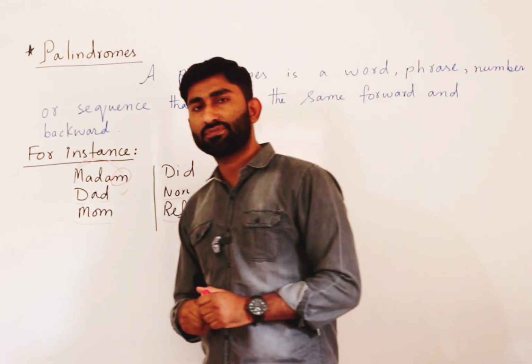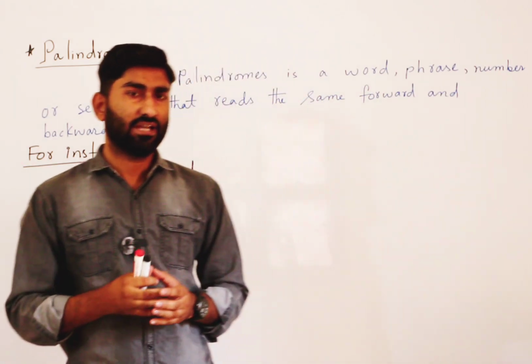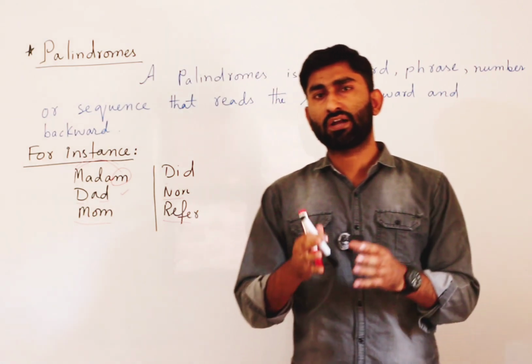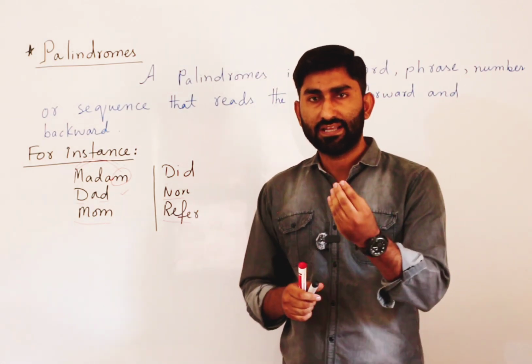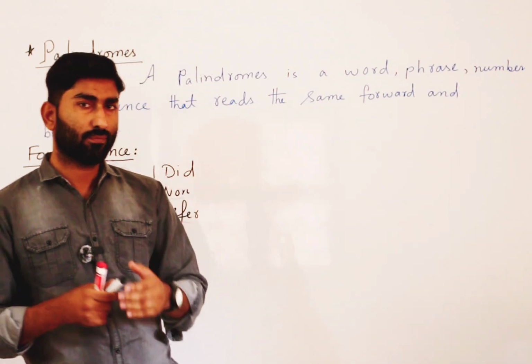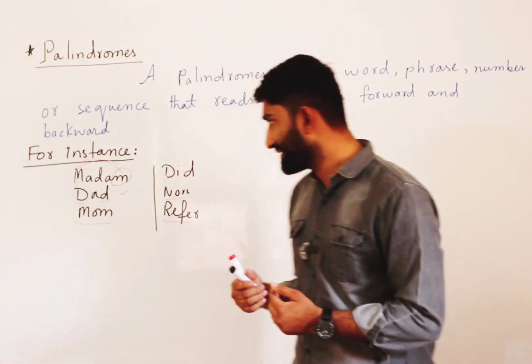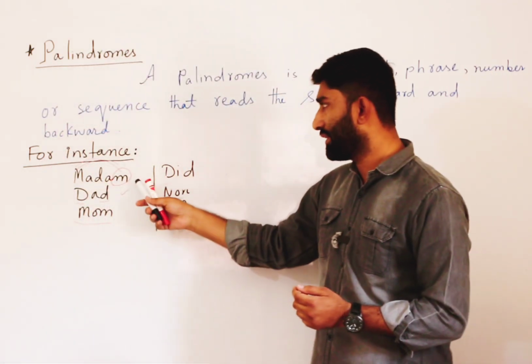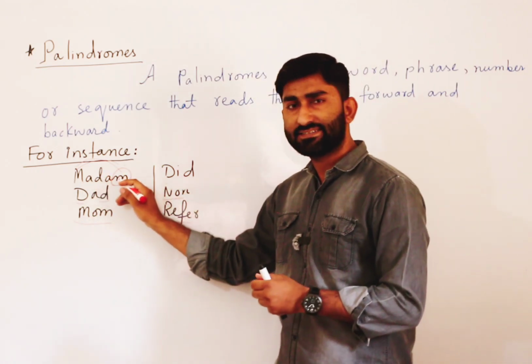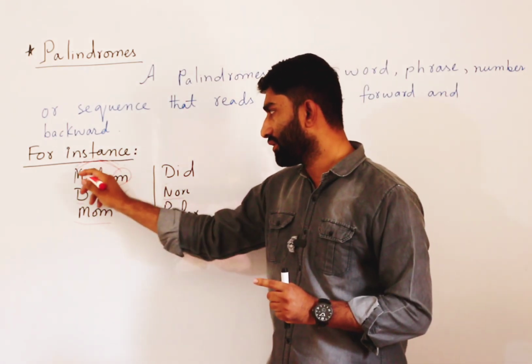Now what are palindromes in English? Palindromes in English are those words, phrases, numbers or a kind of sequence which are read exactly the same if you write them from the forward or if you write them from the backward. Let's look at some examples. For instance, the word madam. Now the word madam is written exactly the same if we write it from the backward or if you write it from the forward.